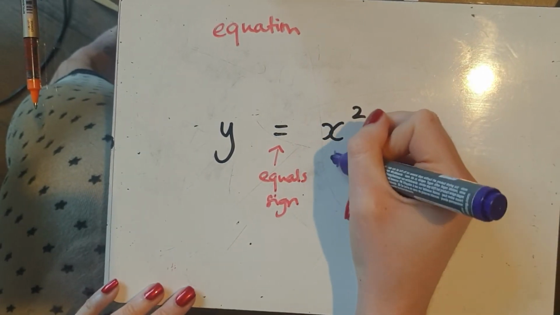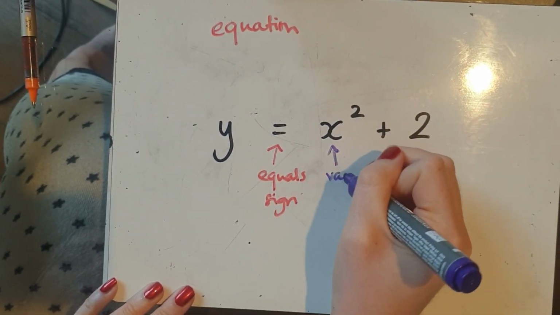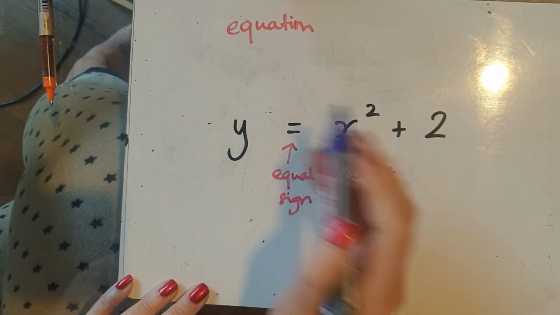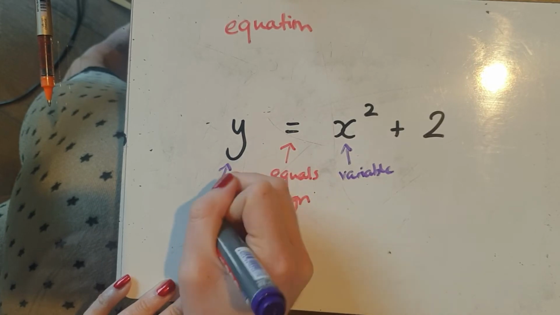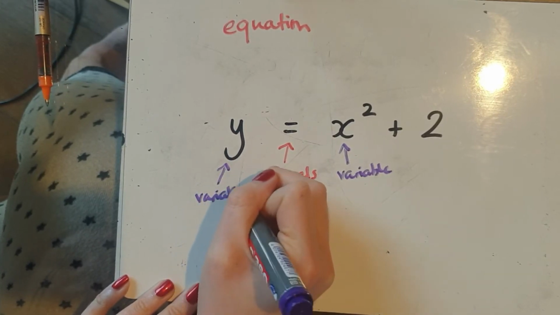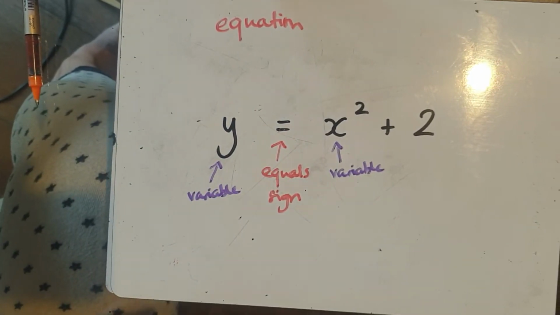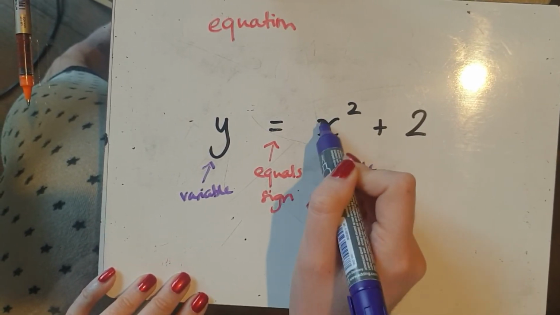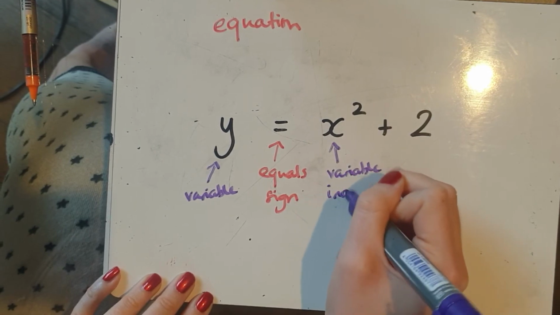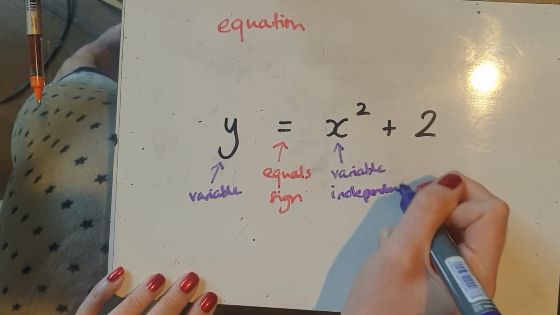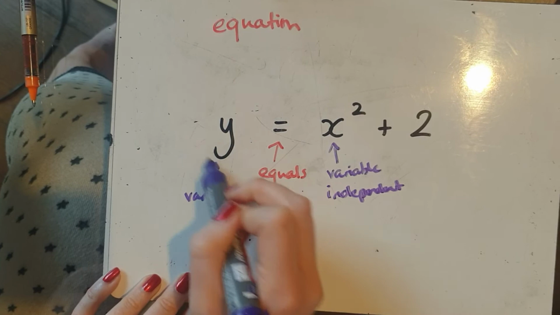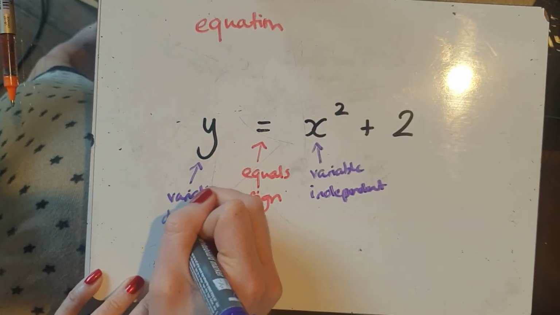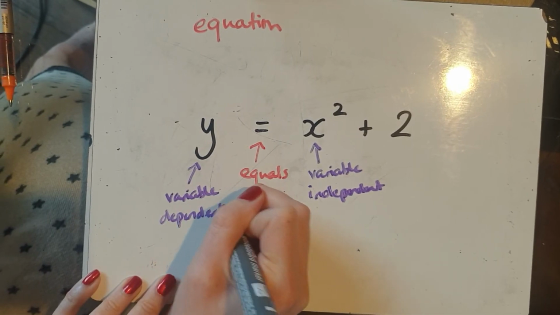X in this case is not an unknown, it is a variable, because X could be any value and then that will give us Y as any value. Y is also a variable. Now, bonus, X is the variable that we would plug different values into, so that one is independent. Y will depend entirely on what we put in X. So Y is the dependent variable.